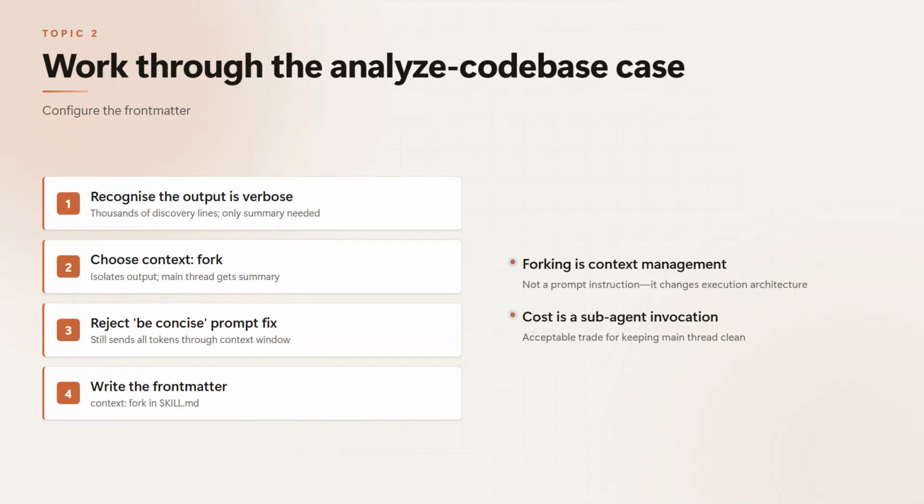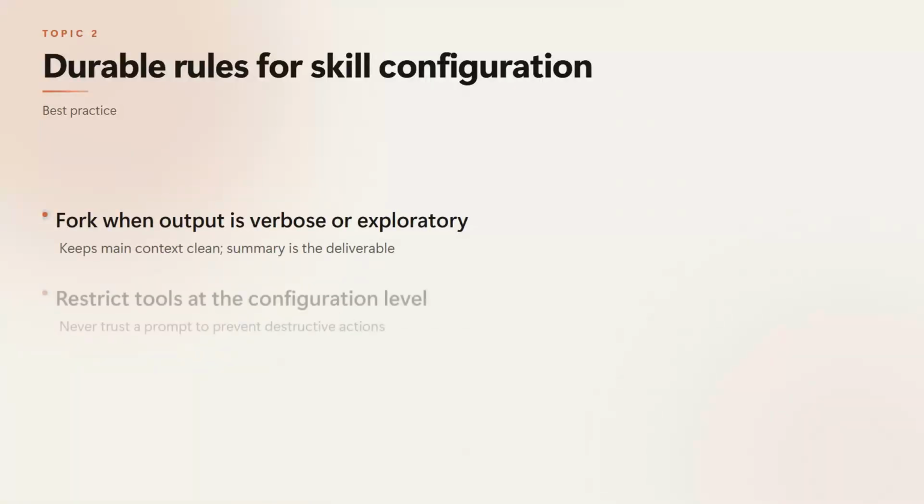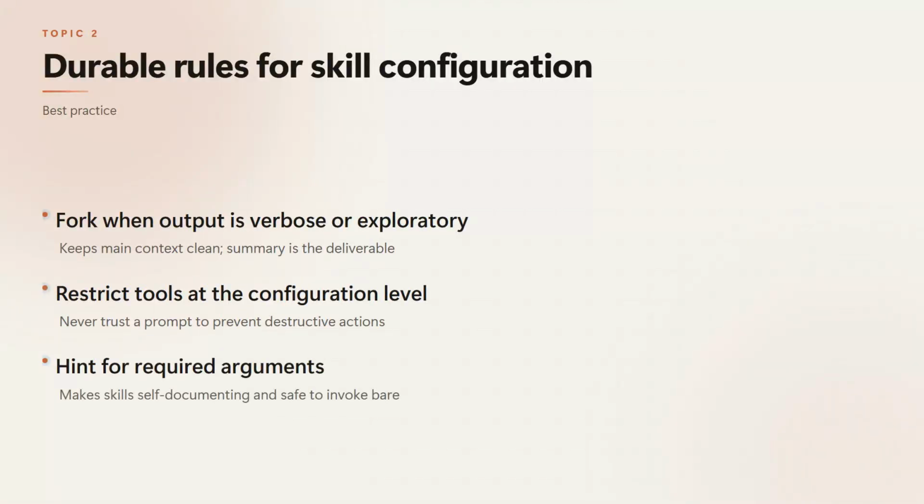The other cases are on the page, but the pattern is the same: match the failure mode to the Frontmatter field that prevents it. The durable rule: when a skill's output is mostly noise you'll discard, fork it. When a skill writes files but must never delete, restrict its allowed tools. Configuration is the only enforceable boundary. When a skill is useless without a parameter, add argument hint so it prompts instead of guessing. The author rejects using prompt instructions for these because they're not guarantees. A model under pressure can ignore a plea, it cannot ignore a runtime restriction. Build skills that fail safe by design.